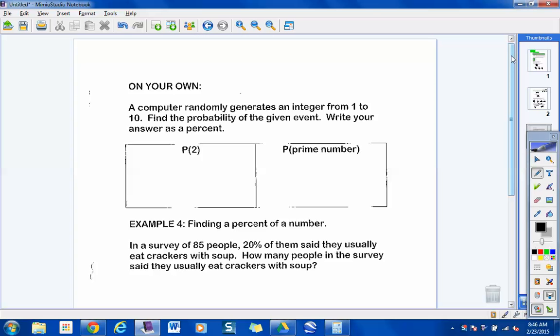So right up top on your own right here, it says the computer randomly generates an integer from 1 to 10. Find the probability of a given event. First one, what's the probability you get the number 2? Or what's the probability you get a prime number? I'll tell you what the prime numbers are from 1 to 10. 2 is prime. 3 is prime. What's the next prime number? 5. And what's the next one? 7. Okay, so how many prime numbers are there from 1 to 10?